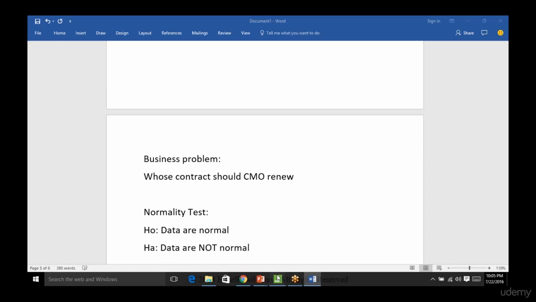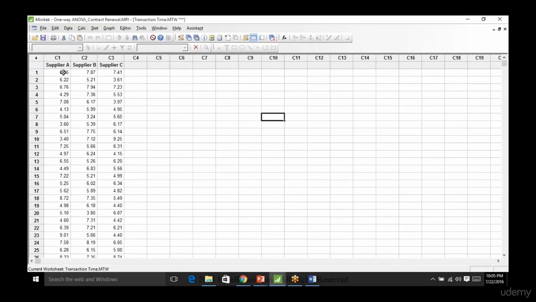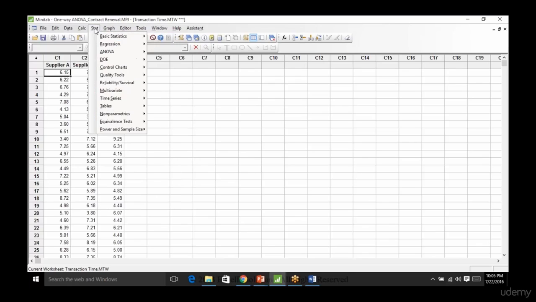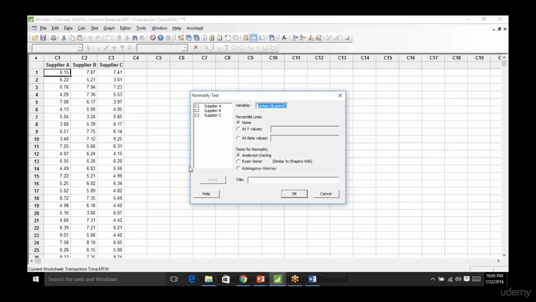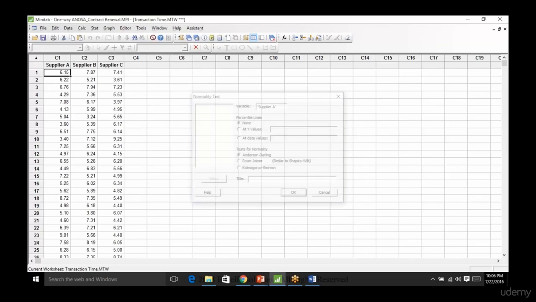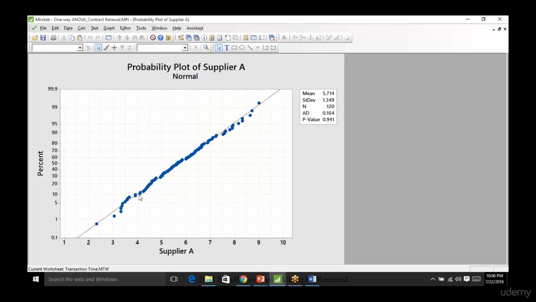Now, here is the transaction time pertaining to each and every supplier, and you have 3 suppliers, A, B, and C. We need to first look at the normality test. So stat, basic statistics, normality test. We need to first select supplier A transaction time. Let us check whether it follows normal distribution or not. By the look, I know that all the data points are falling along the line, so data follows normal distribution. But statistically, how do we prove that? By looking at the p-value.